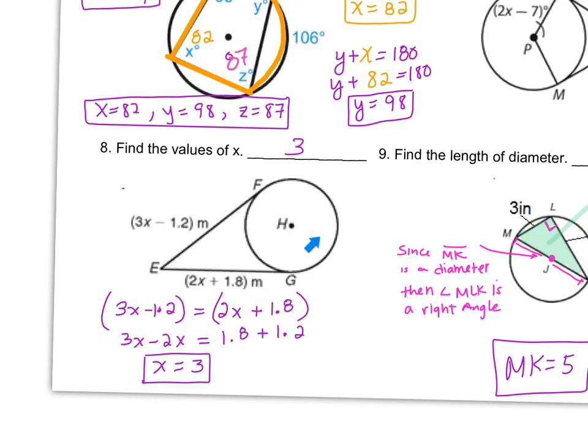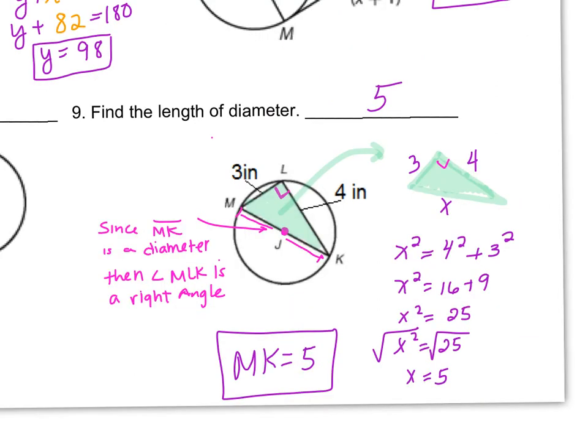On number 8, since this is a tangent and this is also a tangent, they're actually equal to each other. So I set them equal to each other and I solved and I ended up with x equals 3. Number 9.